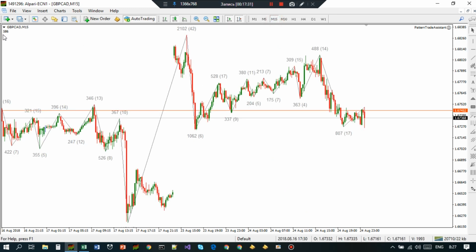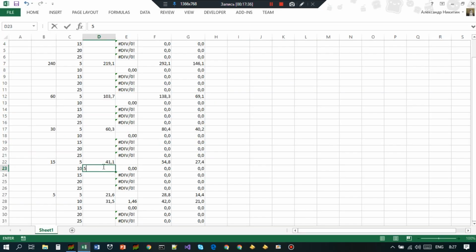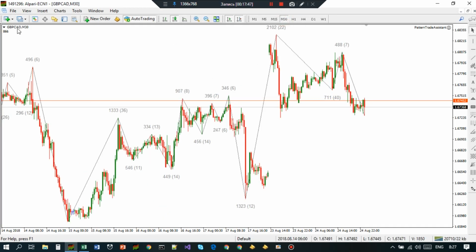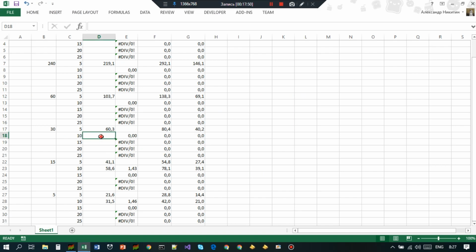Then 15 minutes, 58.6. Okay, 1.43. Look at this precise 1.4, 58.6. Then we go to 30 minutes. 86.6. Oh man. The ratio between the algorithms, regardless of the time frame, stays the same. So what it tells me, I will analyze it a bit later.